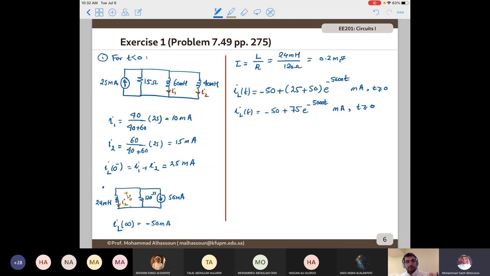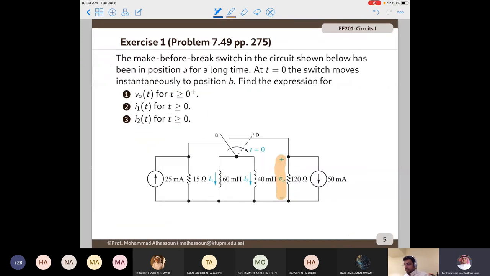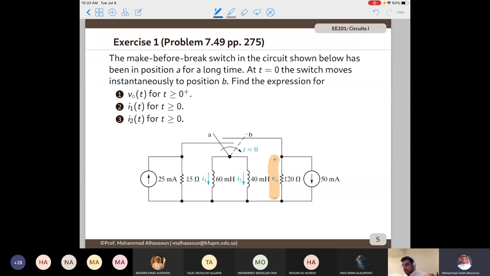In order to find the voltage, we need to differentiate the current and scale it by the inductance. So this is VL of t, which should be equal to V output of t or V naught of t, and it should be L di by dt. And if we do the calculation, we'll end up with minus 9. Okay, so that's what we have. So now we found V naught and I naught.